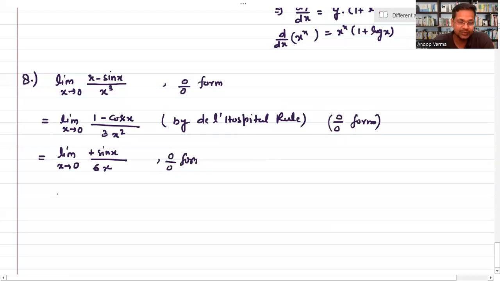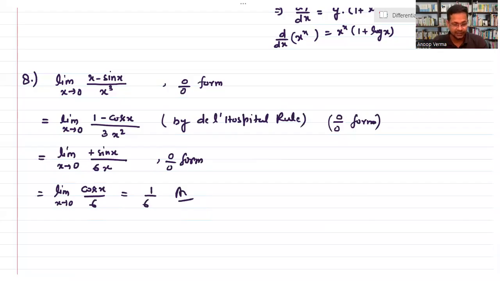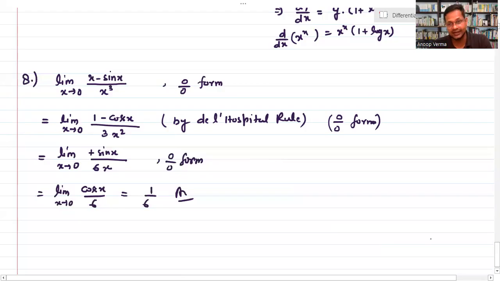So we can apply the limit. So this is limit x tending to 0, and this is again cos of x divided by 6. Now you can apply the limit. You will get this is 1 upon 6. So the answer is 1 upon 6. Question number 8, we get the answer is 1 by 6. Okay. Next problem की तरफ बढ़ते हैं. That is question number 9.